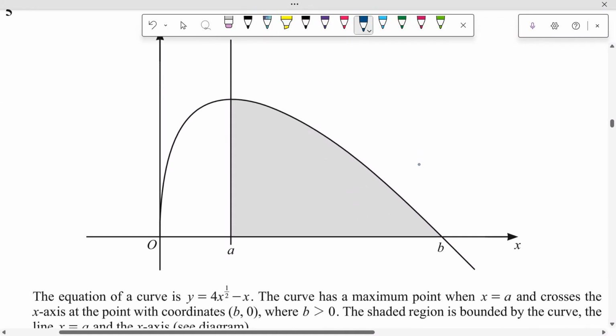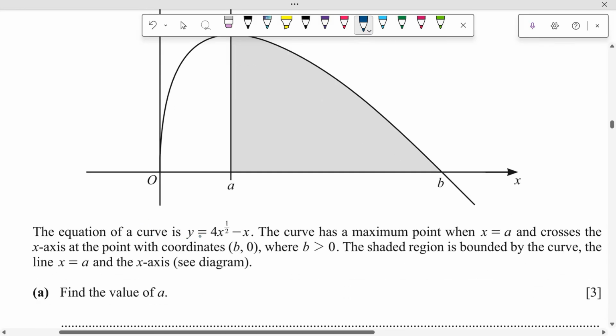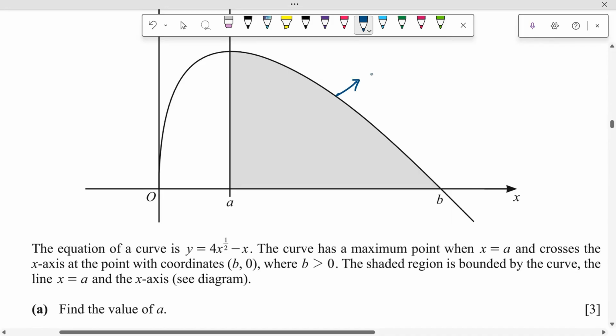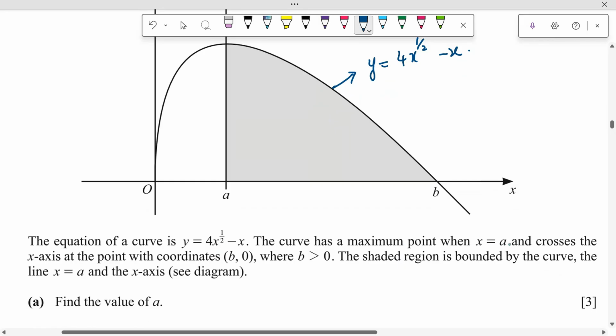Move to question number 5. The equation of the curve is y equals 4x to the power of half minus x. So this is the equation of the curve, 4x to the power of half minus x. The curve has a maximum point when x is equal to a.